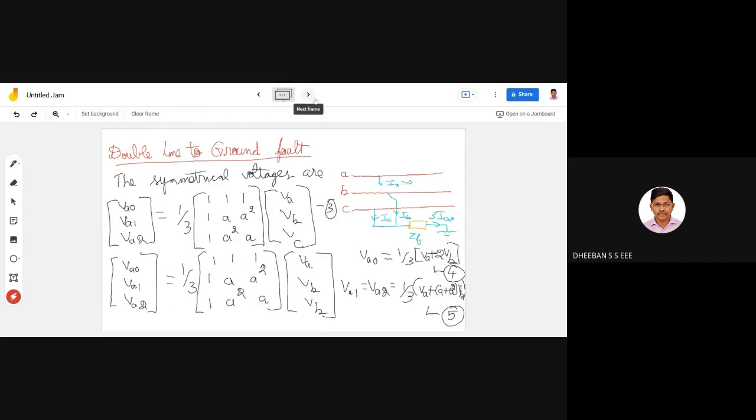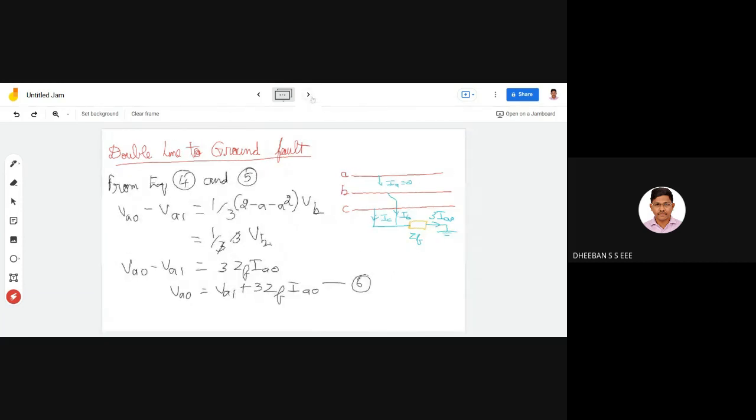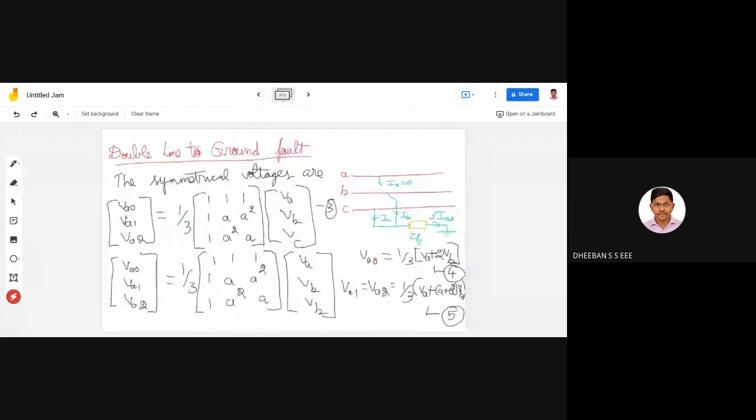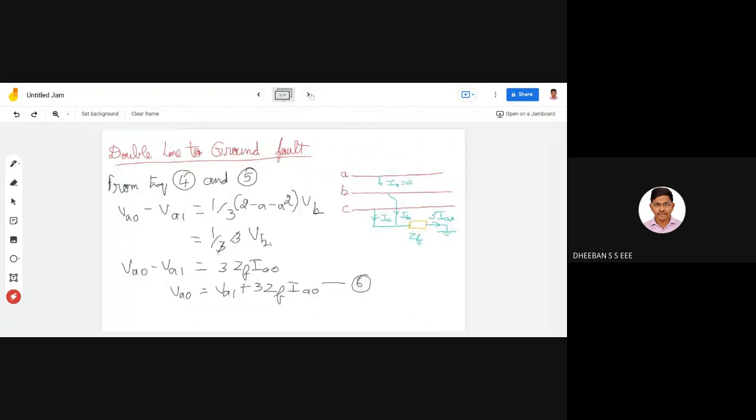And this we can consider to be the fifth equation. So from your fifth and fourth equation, what you can have is that VA naught minus VA1, that is, you are subtracting your VA naught with respect to your VA1. So VA naught minus VA1, if you're subtracting, means you'll be getting an equation like this.